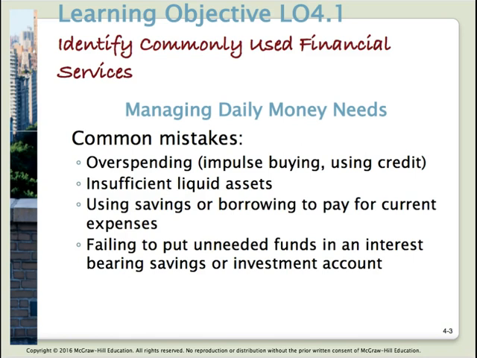Using savings or borrowing to pay for current expenses. So at the end of the month, you run out of money before you run out of bills, and so you have to borrow or take money out of savings in order to pay all of your monthly bills. And that is taking you in the opposite direction from where you want to be going, because we want to be saving money so that we can meet the financial goals and do the things that we want to do that we've planned for in our financial plan.